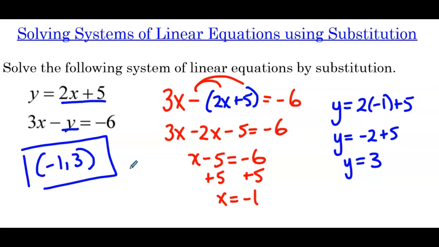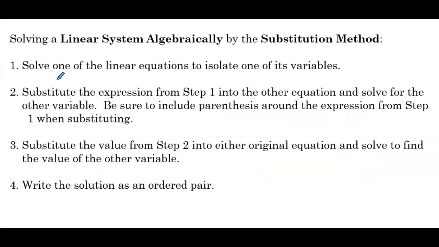Okay, so that's the method of substitution. To define our steps, the first step is to solve one of the linear equations to isolate one of its variables. So in that first example, that was already done for us. The first equation was already written as y equals. If it's not, we have to make a choice as to what variable we want to isolate.